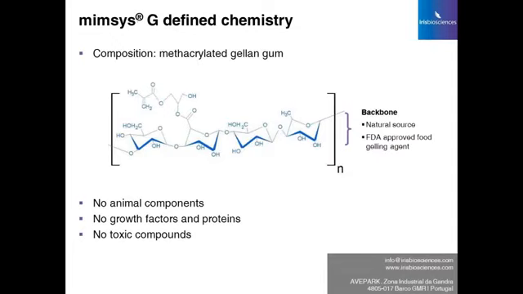So what is mimsys G? It is definitely defined. Its composition is solely methacrylated gellan gum. Gellan gum, as the backbone of mimsys G, is from a natural source. It's a polysaccharide, and it's already FDA approved as a food gelling agent. Most of its benefits is that it does not contain any animal components. There are no growth factors or proteins within mimsys G, and there are no toxic compounds.